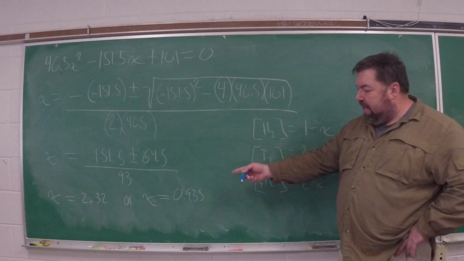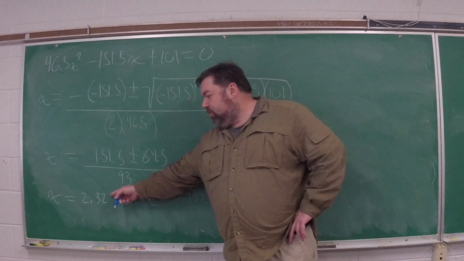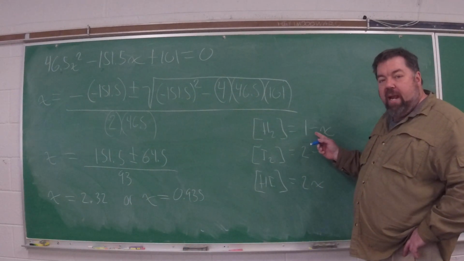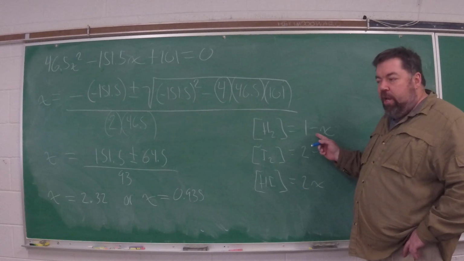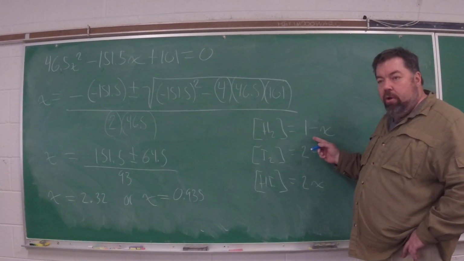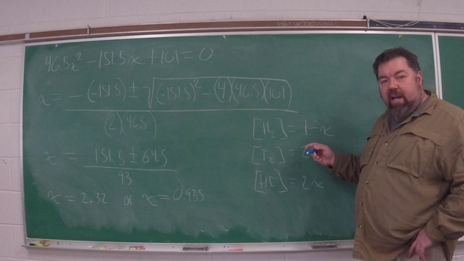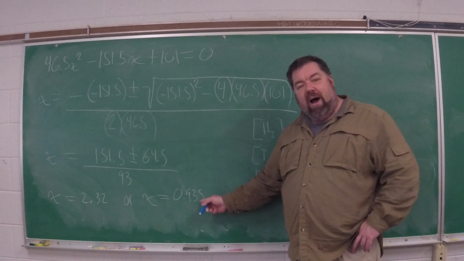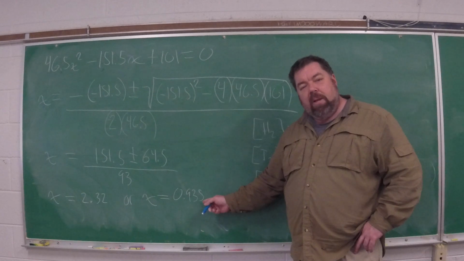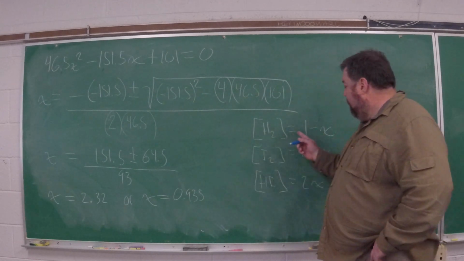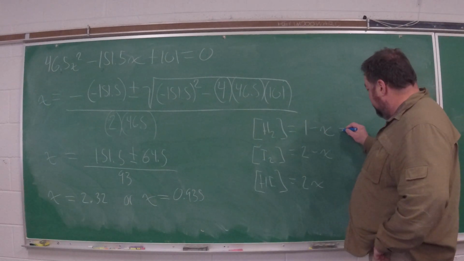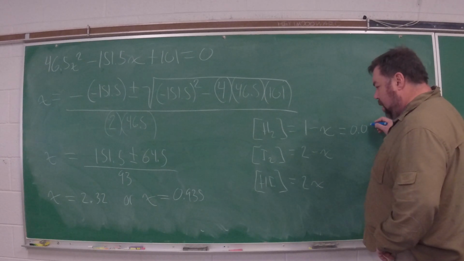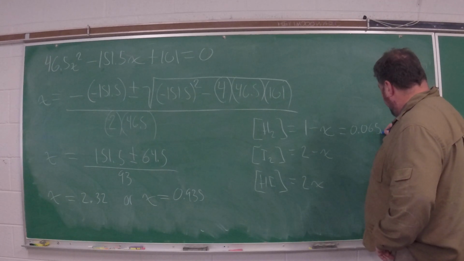Now, which answer is it? Well, if x is 2.32, 1 minus 2.32 is going to be a negative number, right? Can you have a negative concentration? No, you cannot have a negative concentration. So the answer has to be 0.935, okay? 1 minus 0.935, what is that going to give us? That's going to give us 0.065, I think, if I did that right.